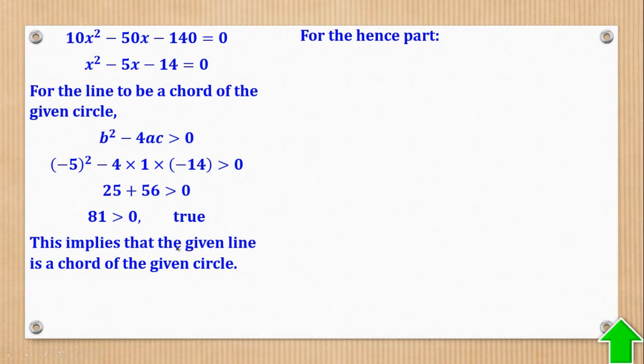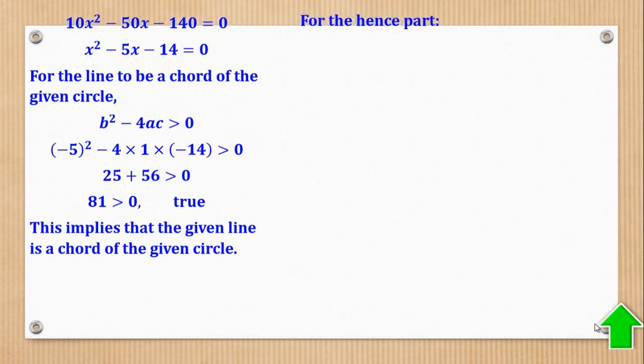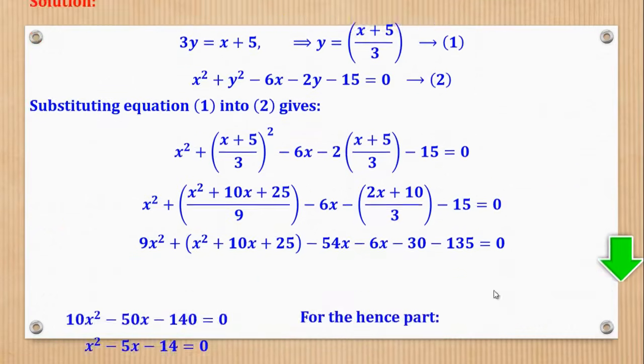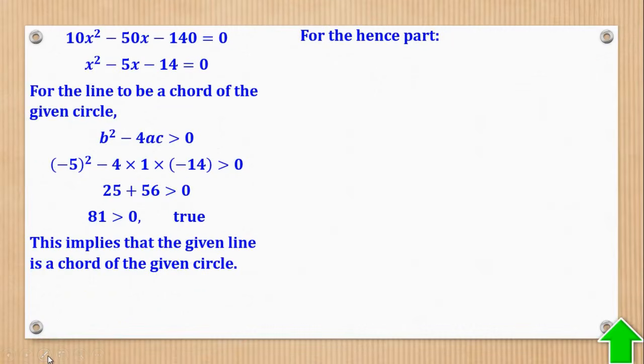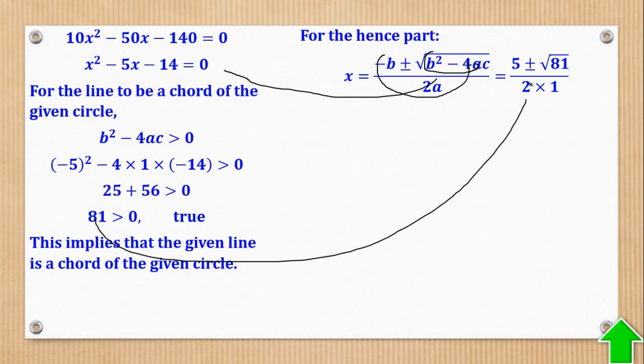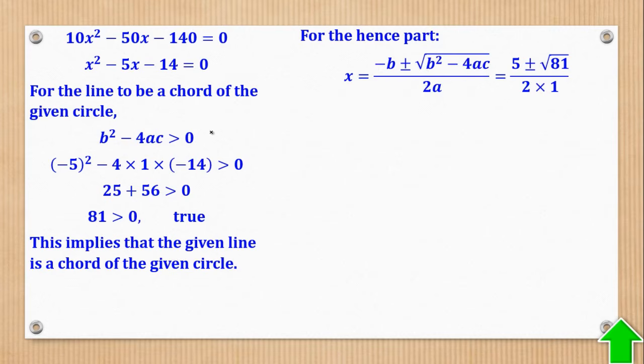Then for the hence part, they told us to find the length of this chord. So for the length of the chord, we shall first get the points of intersection. So when I use this formula to solve this quadratic, I will remember that the whole of this discriminant inside was 81. So I'll put in the 81. Then b was -5, therefore negative b will be +5, and a was 1. So when I use the calculator, x will be either equal to -2 or +7.